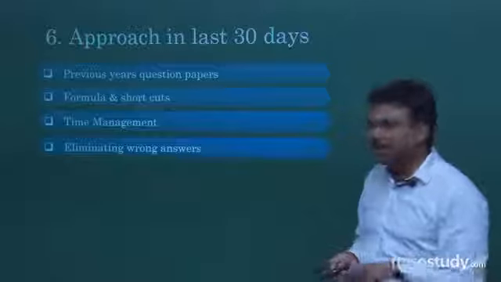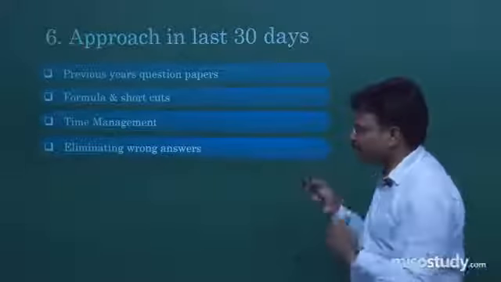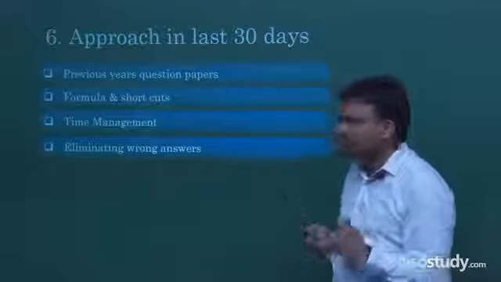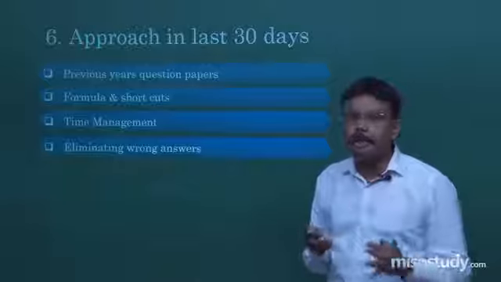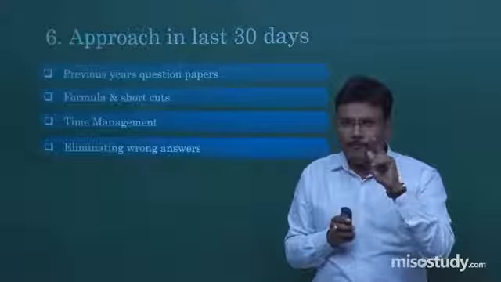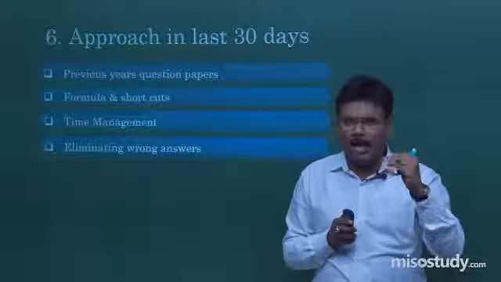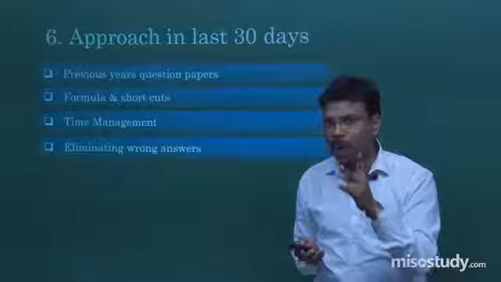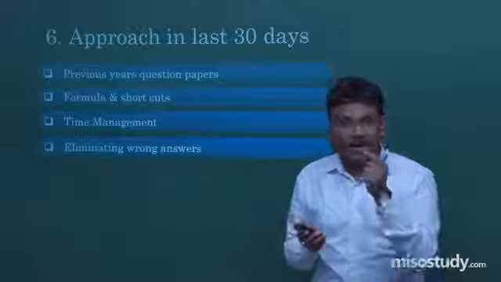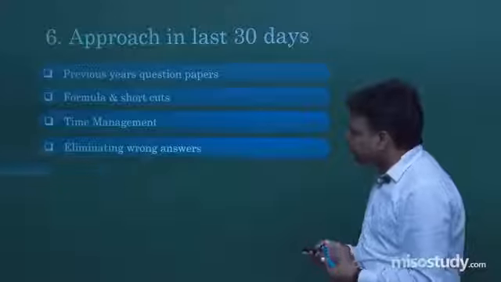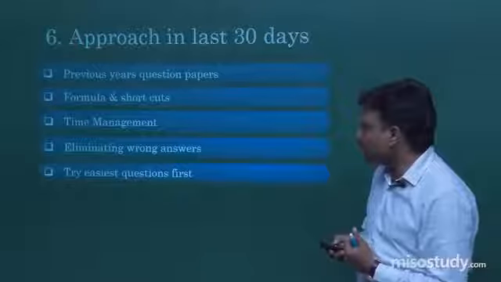Then eliminating wrong answers. Sometimes this technique is also very useful. Right now, due to time constraint, I cannot explain with the help of a question, but sometimes if you read the question carefully, very easily you can say option A, no, not possible. C, oh, it's not possible. So only 2 options you have. You can work upon that. So easily, quickly you can get the answer. Fine.